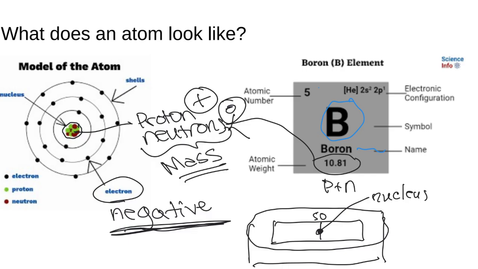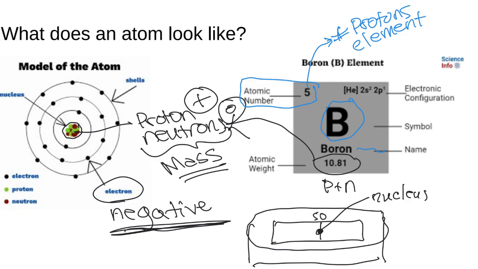A really important number is the atomic number. The atomic number tells you a lot of information. This tells you the number of protons. It also tells you the element, and if it's neutral, it tells you the number of electrons. So in its ground state or neutral state, boron has how many protons and how many electrons? It has 5 of each, okay?